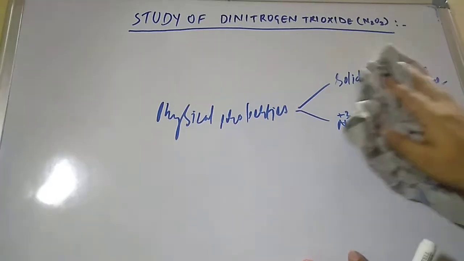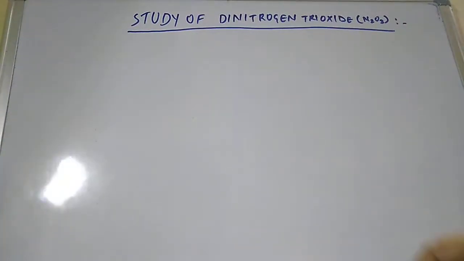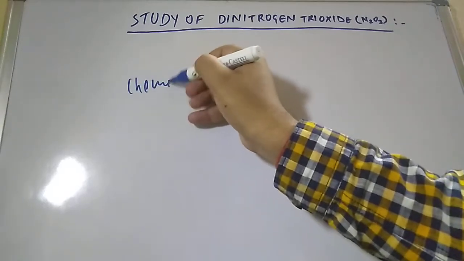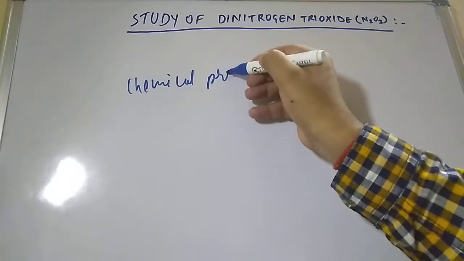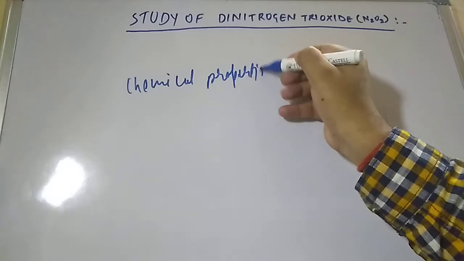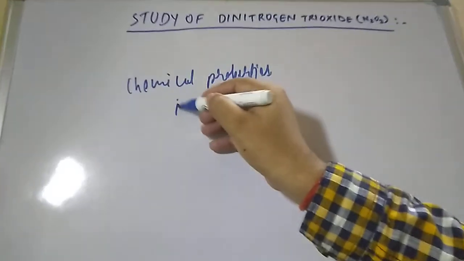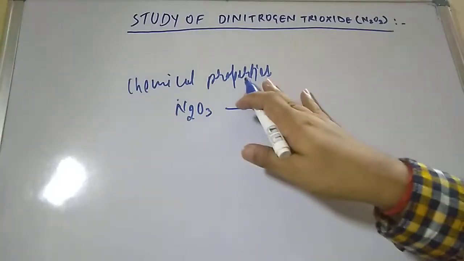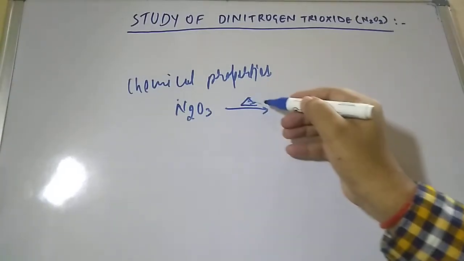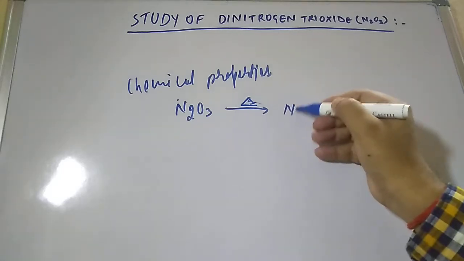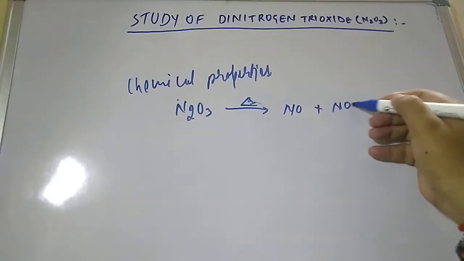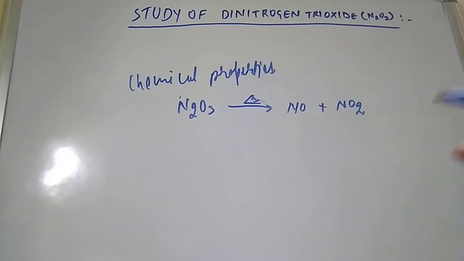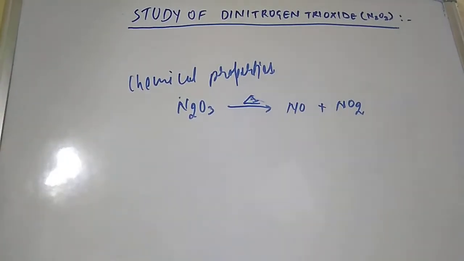Now let us move to the chemical properties. In chemical properties, only one important property is there, and that is the effect of temperature. If you put heat on N2O3, it will give NO and NO2, that is, nitric oxide and nitrogen dioxide. So this is about the chemical properties.